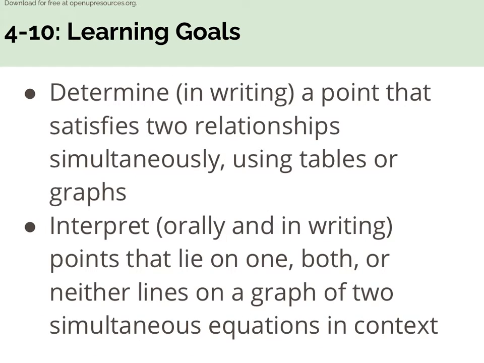Our ultimate goal for today is to be able to determine in writing a point that satisfies two relationships through a graph or table. And we're going to interpret orally and in writing points that lie on one, both, or neither lines on a graph. And we're going to talk about those and what they actually mean.